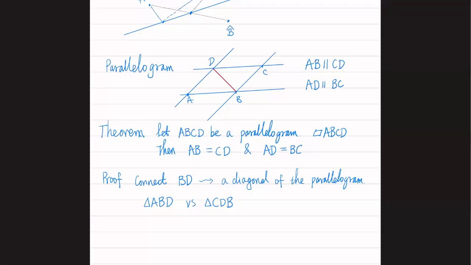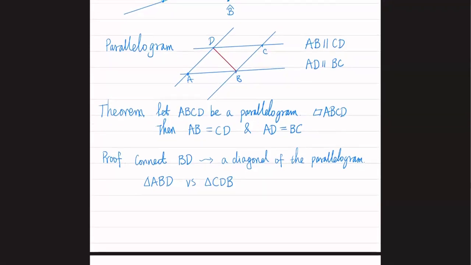Okay, let me give you a hint. Let's try to shoot for the angle side angle theorem. For these two triangles, they share the same side, BD and DB. Because it's the same segment, just different directions.